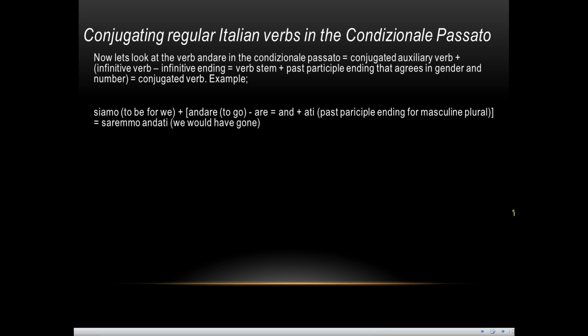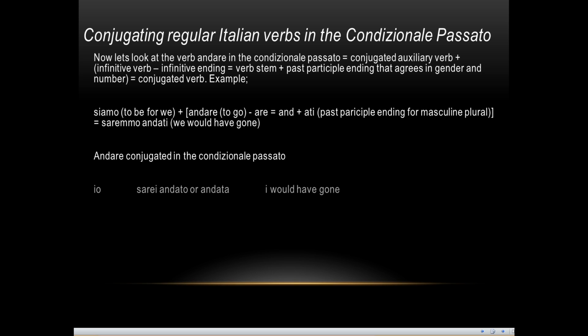that should be saremo. Correct that real quick. Okay, saremo, for we, conditional, andare minus are, plus ati, past participle ending for masculine plural, leaves us saremmo andati, we would have gone. Once again, I apologize for the mistake. Saremmo andati, we would have gone. Andare conjugated in the condizionale passato.